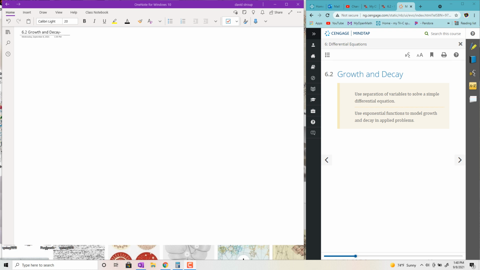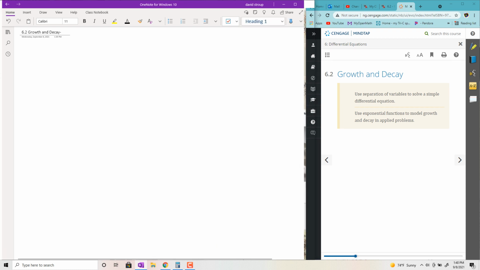We're talking about growth and decay in this section. What we're going to do is look at the most simple fundamental model that you'll see in differential equations. You've probably seen it before in your physics class, in your biology class. Okay, so let's take a look at growth and decay.